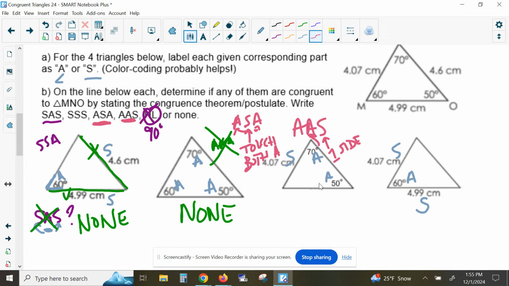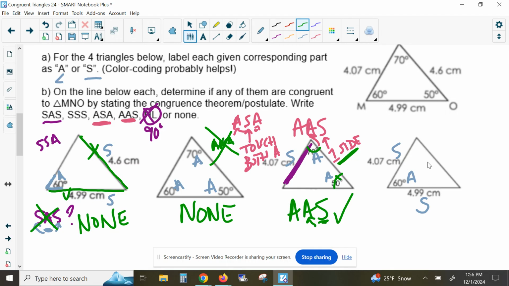Okay, so let's look at our picture. So we want to know if our side, I'll color him purple, is touching both of our A's. Is it touching this A and this A? So is our purple piece touching both of our green A's or just one of them? Clearly the purple is touching this green A here, but not this green A over here. So that means it is AAS because only one side, you see this side is only touching one A. So this is the winner.